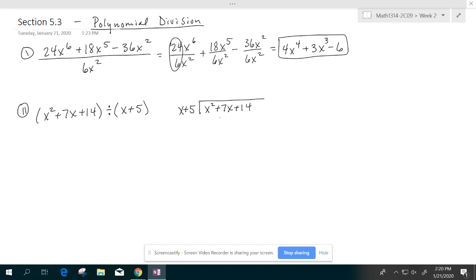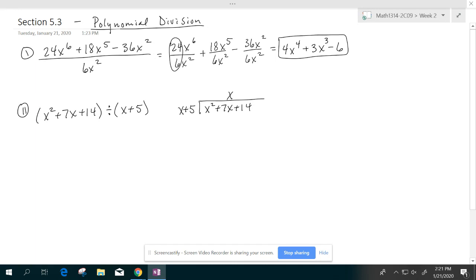X, right? X times X is X squared. And so the first thing we need in the quotient is an X. I'll show that one more time. What would you multiply this term by to get this term? And the answer is X.